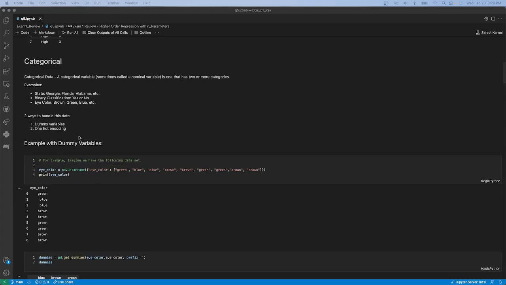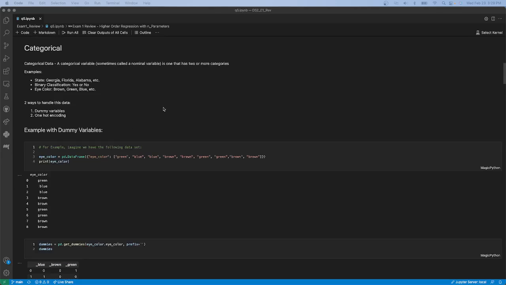So there's two ways to handle it, and we touched on these a little bit in class. But one is dummy variables, and the other is one-hot encoding. And to be honest, when he was going over dummy variables and some of the stuff in class, I didn't really get it. But there's actually a difference, and there's a time when you would use one versus the other. So I'm going to try to explain this right here.